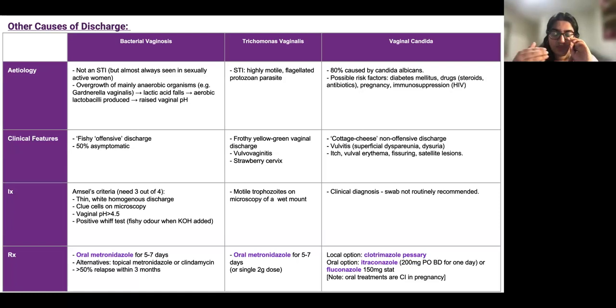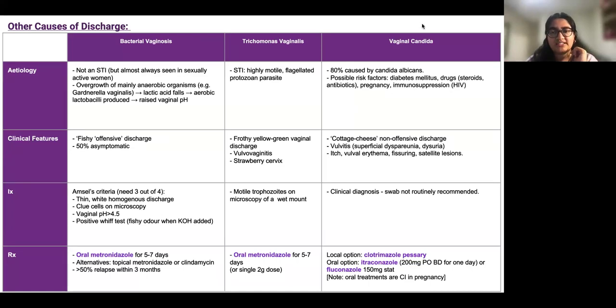Some of the clinical features would be the fishy, offensive smelling discharge, but in some people it can be asymptomatic. In those where BV is asymptomatic, it may not necessarily need to be treated, so it's important to keep that in mind. It's diagnosed using the Amsel's criteria, and you need 3 out of the 4. So you need the discharge, you need clue cells on microscopy, which the next slide will show, a vaginal pH greater than 4.5, and a positive whiff test. So like a positive smell test, basically. So when you add potassium hydroxide to the discharge, it would produce a fishy odor.